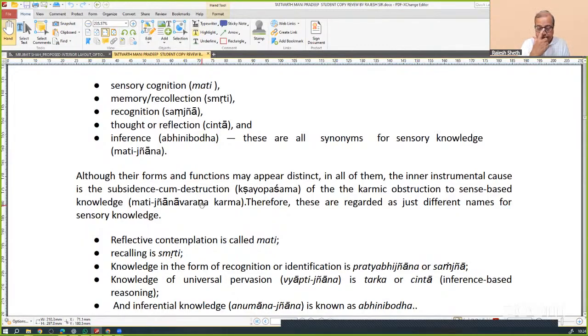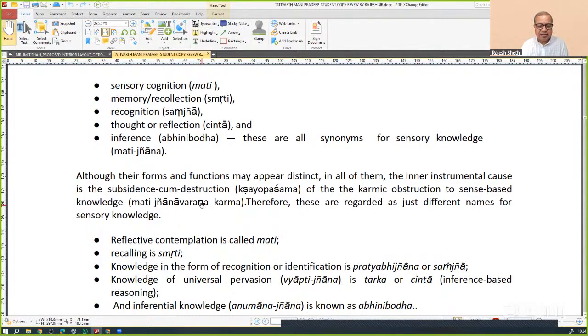So these are all common terminology. Sensory cognition is mati. Then memory, you cancel recollection, you only use memory. Okay, for smriti, we will use memory. Then for connecting knowledge, we will use recognition. Okay, past memory and present knowledge put together is recognition.